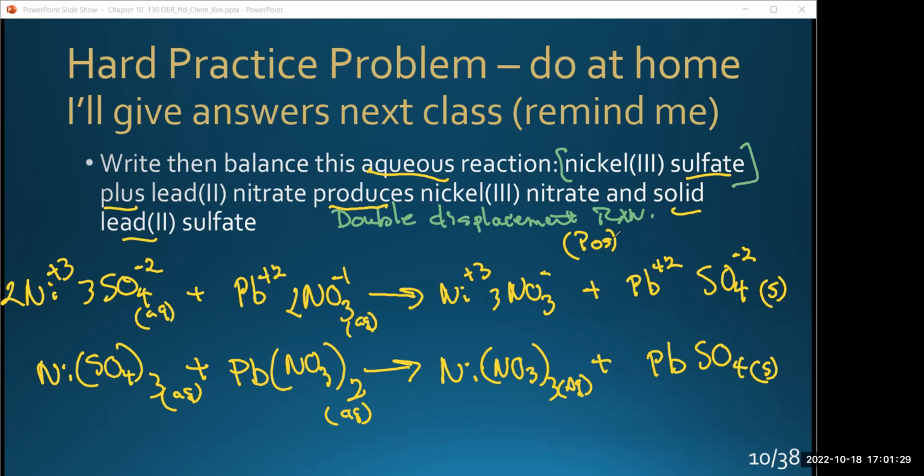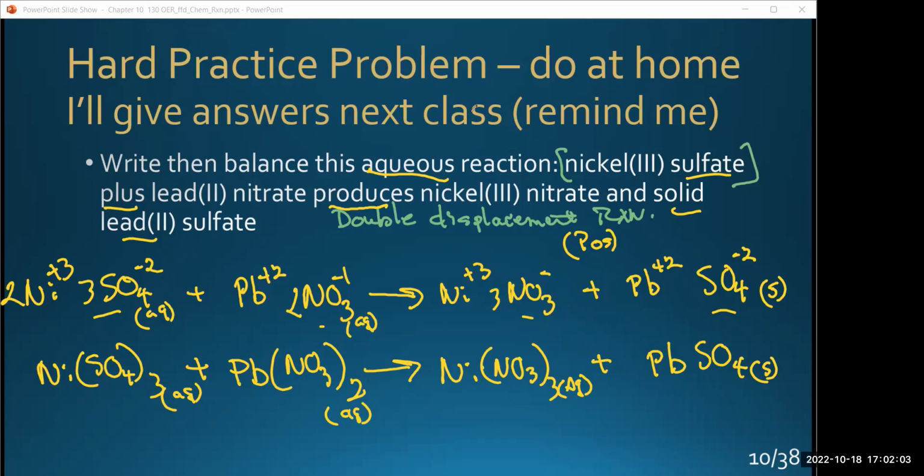Because notice on the left-hand side, we've got 3 sulfates. On the right side, we've got 1 sulfate. On the left side, we've got 2 nitrates, and on the right side, we've got 3 nitrates. So you can pick one or the other, either follow the sulfates first or the nitrates. I'm going to choose the nitrate. I've got a disparity because I've got 3 nitrates on the right-hand side.